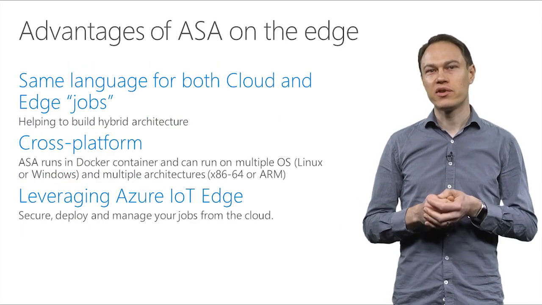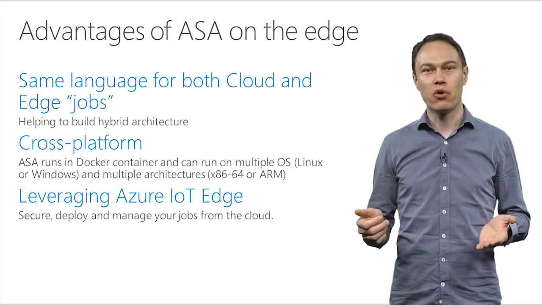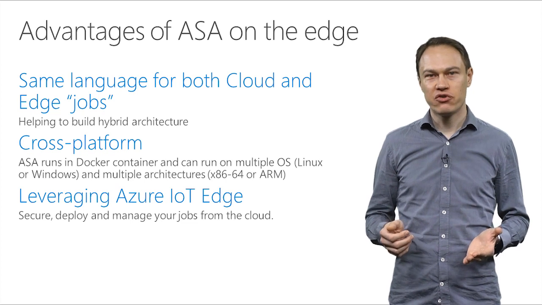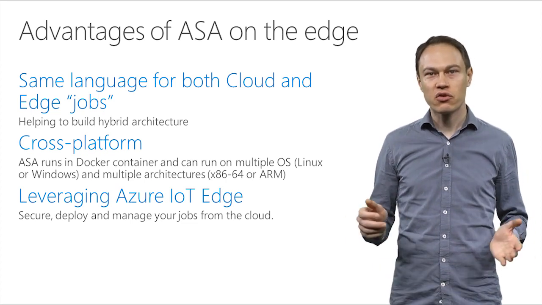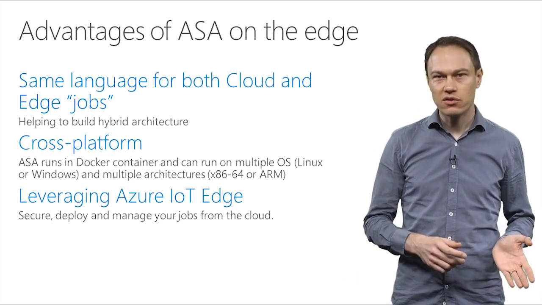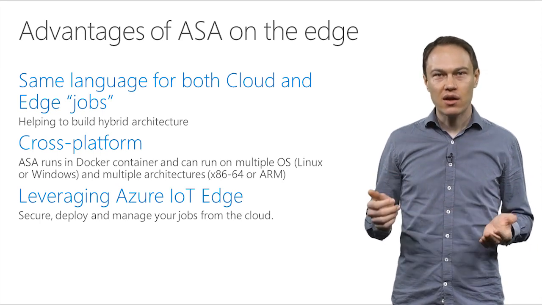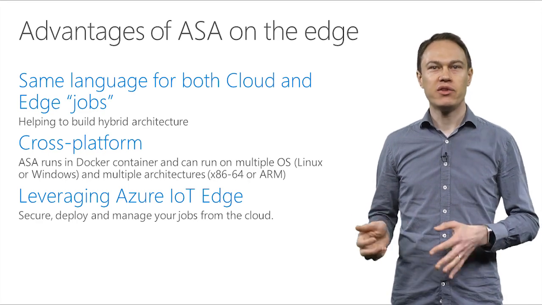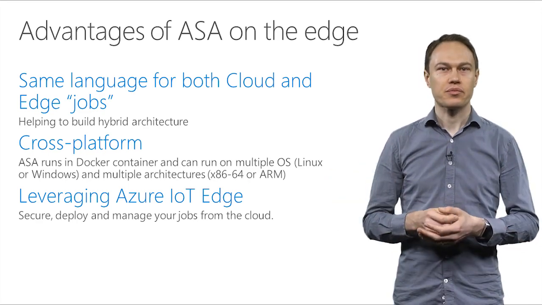So regarding the advantages of our solution, first, ASA uses the same language for both cloud and edge jobs, which helps you to build a hybrid architecture and move analytics between edge and the cloud. Also, this is a cross-platform solution based on Docker containers. It runs on Linux and Windows and supports Intel and ARM architectures. Then, Azure IoT secures, deploys, and manages your job from the cloud. You can update your analytics on thousands of devices with just one click.